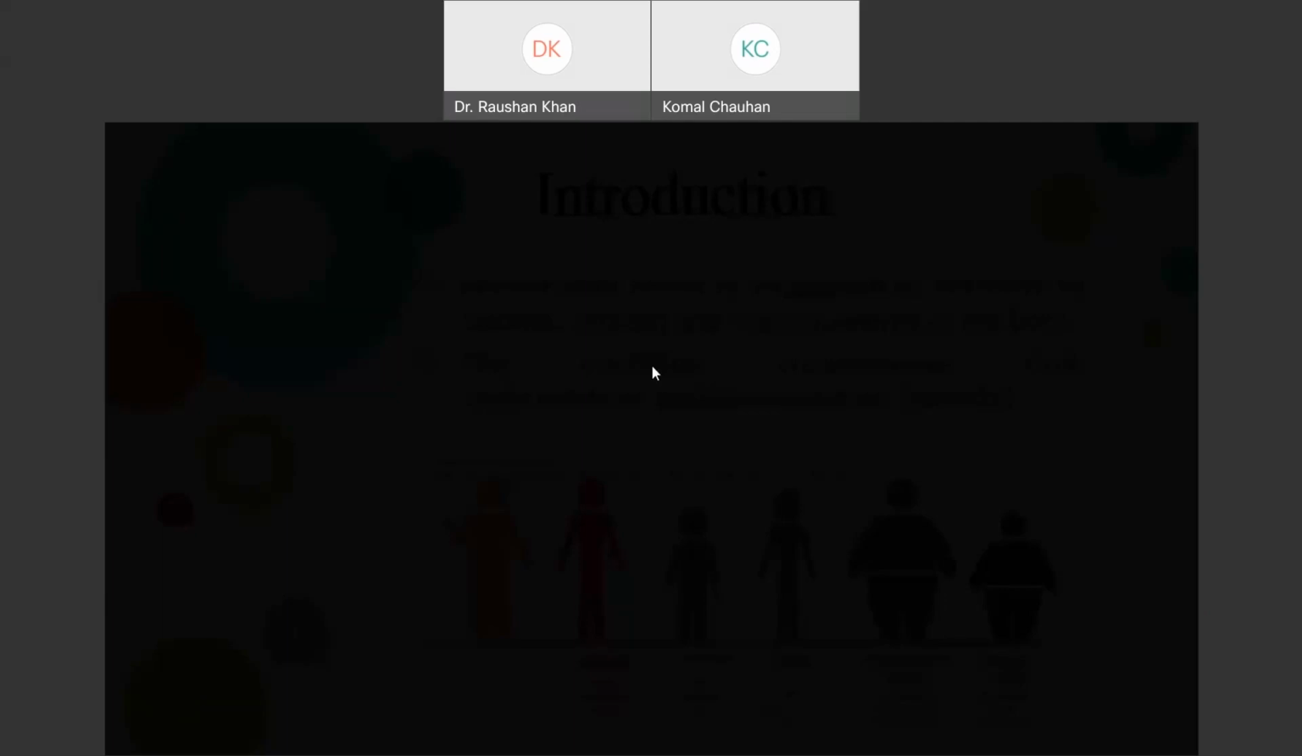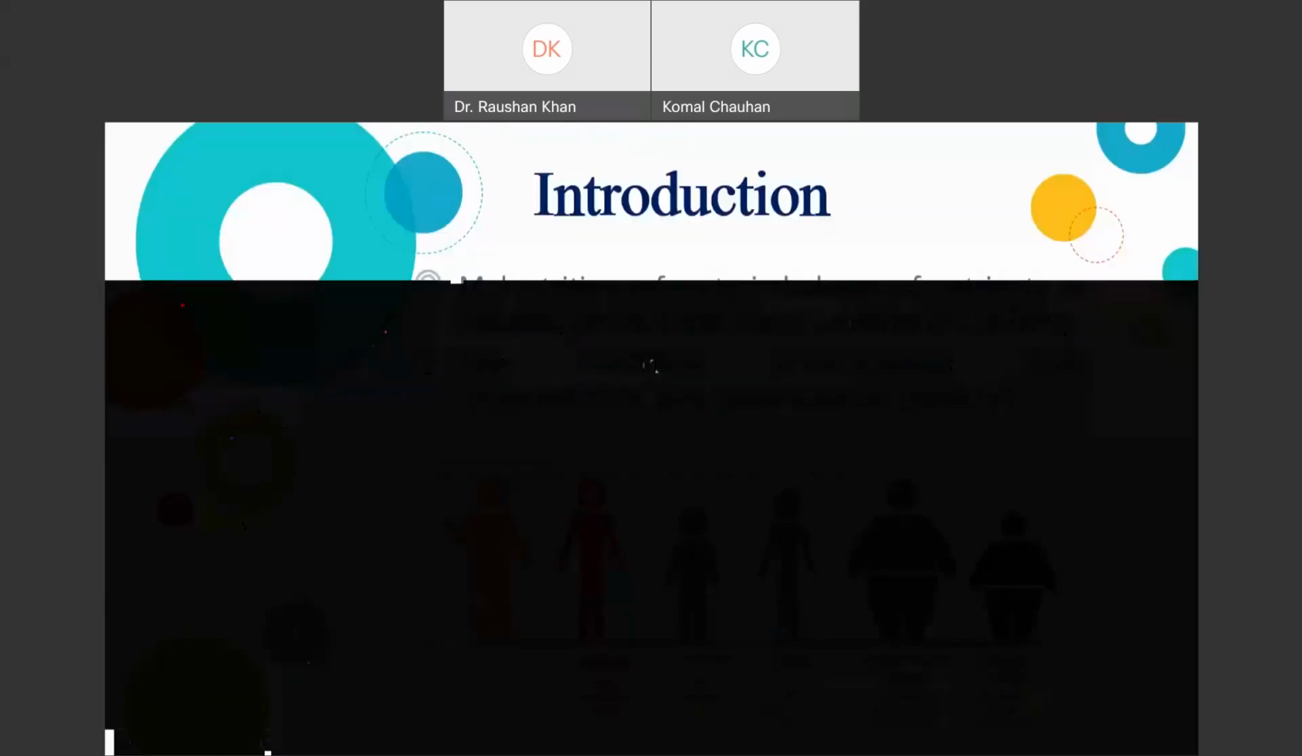Malnutrition. What does malnutrition refer to? It is basically the imbalance of nutrients in the human body. This condition encompasses both undernutrition as well as overnutrition. Like, if a person has a deficiency of nutrients, they have undernutrition.